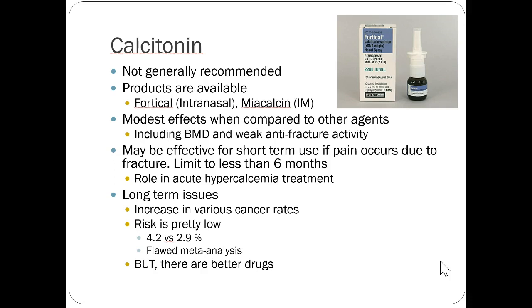And its role, as far as what I see, is mostly for treating hypercalcemia. So we give it to reduce calcium. Long-term issues, there's lots of risk associated with increased cancer rates in various different studies. However, overall risk is pretty low, and the meta-analyses are not the best out there. However, there are better drugs on the market, and overall, this one's probably not worth the risk for the most part, and pretty much going to be reserved for hypercalcemia, and very, very rarely would you use it in someone with osteoporosis.